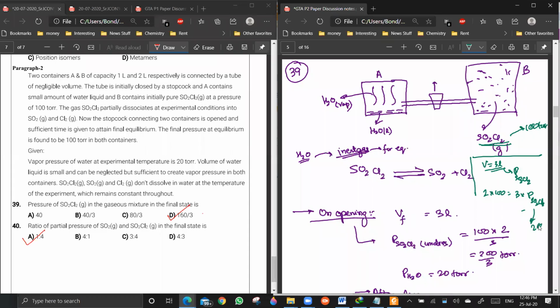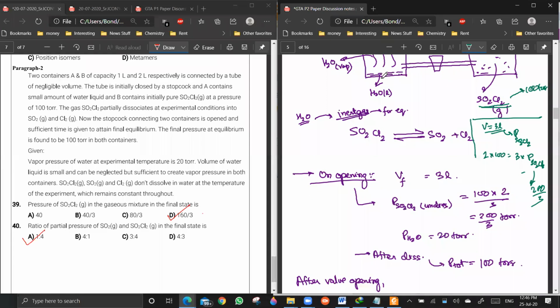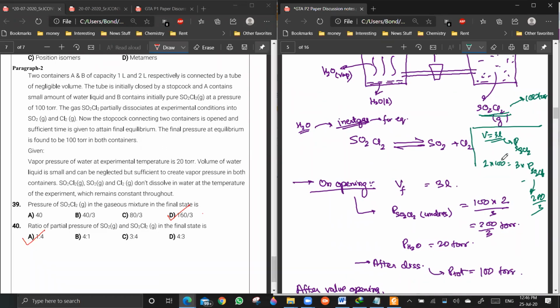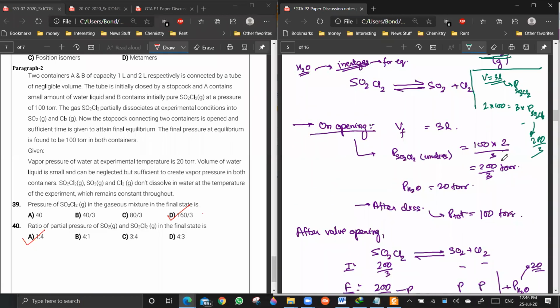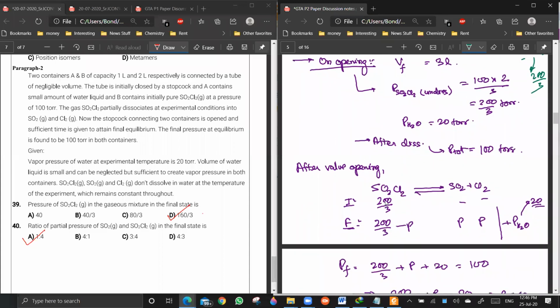PSO2Cl2 will be 200 by 3. Getting my point? Yes, sir. So you see, I can assume that first this SO2Cl2 occupied both of the volumes and then the dissociation started. So initially, after valve opening, the pressure of SO2Cl2 was 200 by 3 and SO2 and Cl2 was 0. Getting my point?